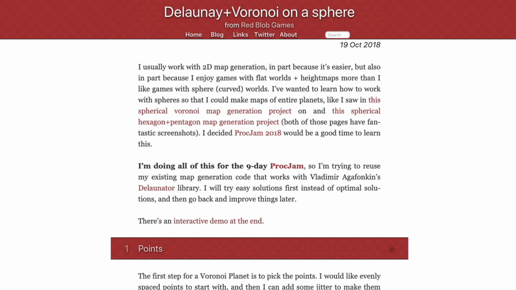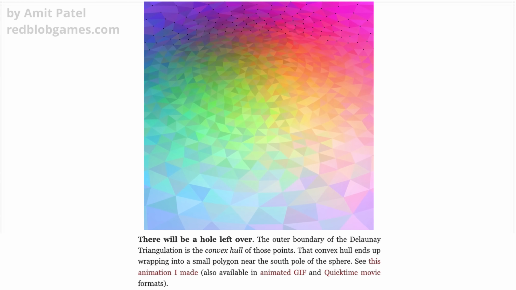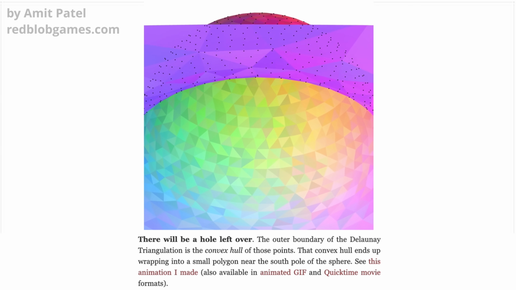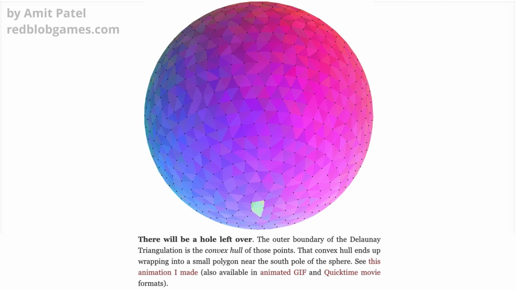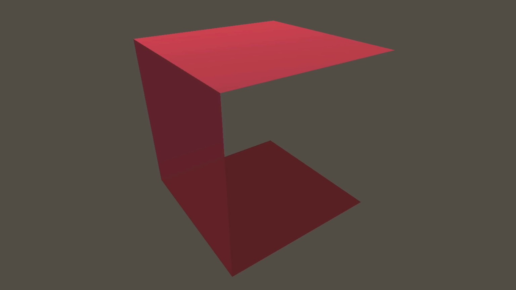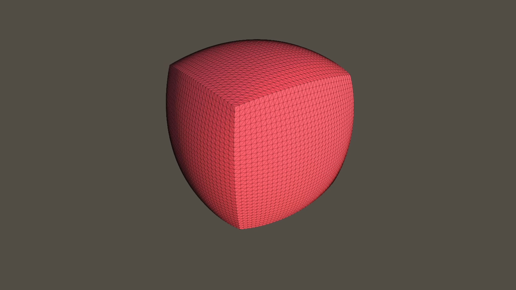But I found this interesting post which explains that you can project the points onto an infinite plane, triangulate those, and then wrap it back up into a sphere. I thought that was really clever, but I wouldn't mind something a little more straightforward, so I'm going to keep exploring my options. 6 planes can be arranged to form a cube, and if we then force the points to all be the same distance from the center, we get the humble cube sphere.